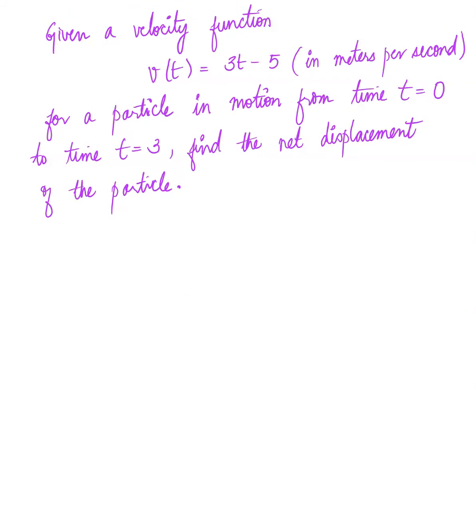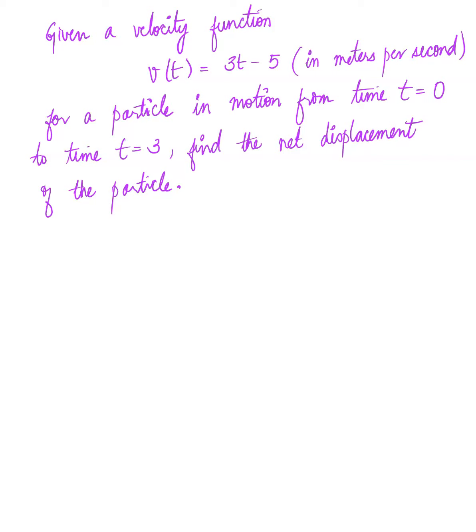Given a velocity function v of t equals 3t minus 5 in meters per second for a particle in motion from time t equals 0 to time t equals 3, obviously it's in seconds, find the net displacement of the particle. You can graph this, definitely. You know it's a line, right? Because it's 3t minus 5, you know it's a slanted line, a slope of 3. The y-intercept is negative 5, (0, negative 5).